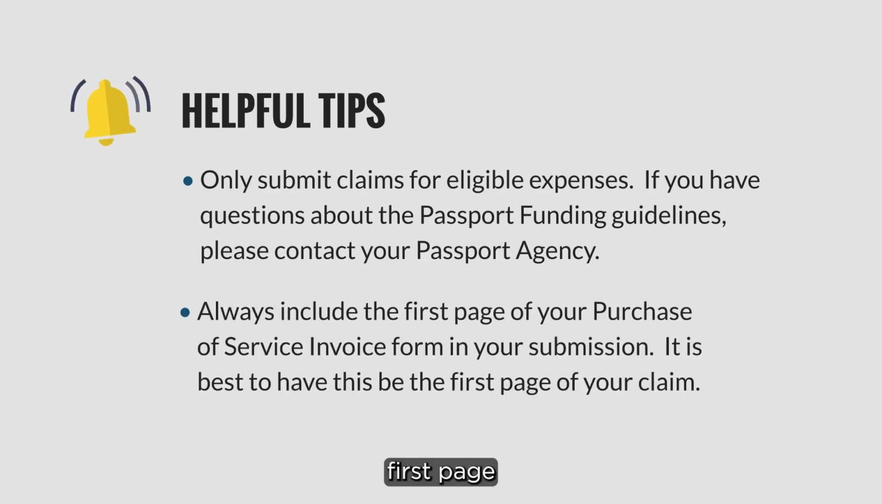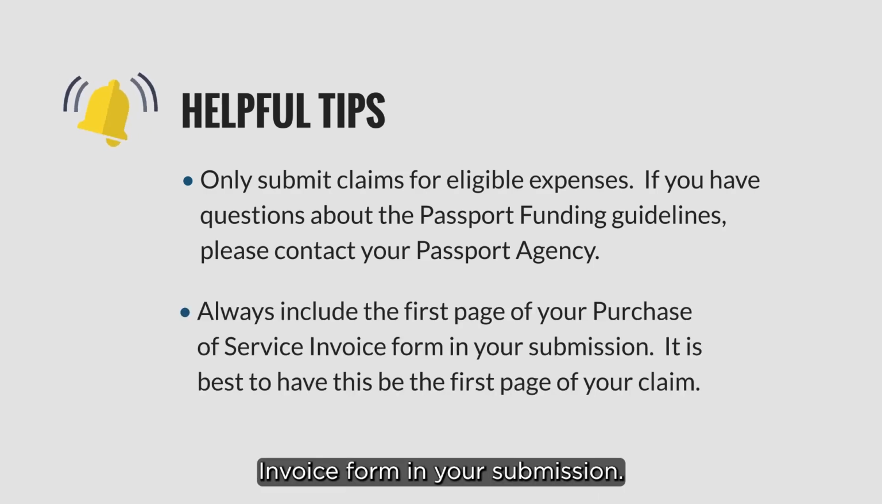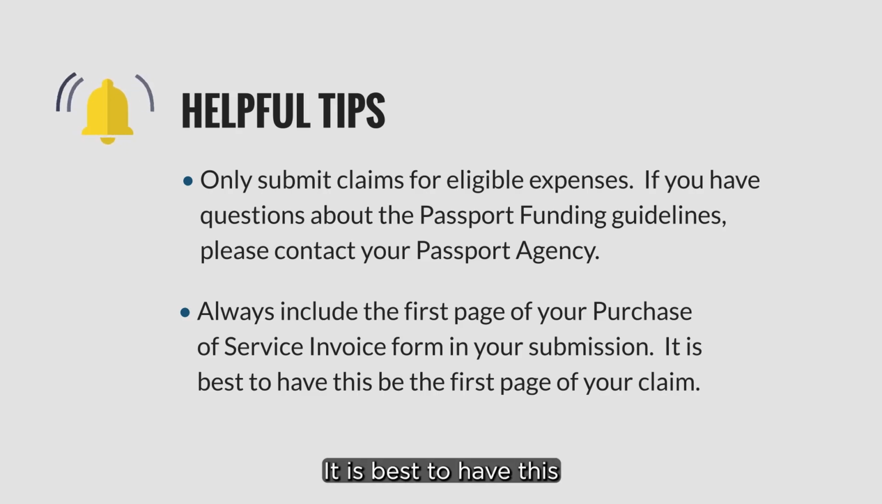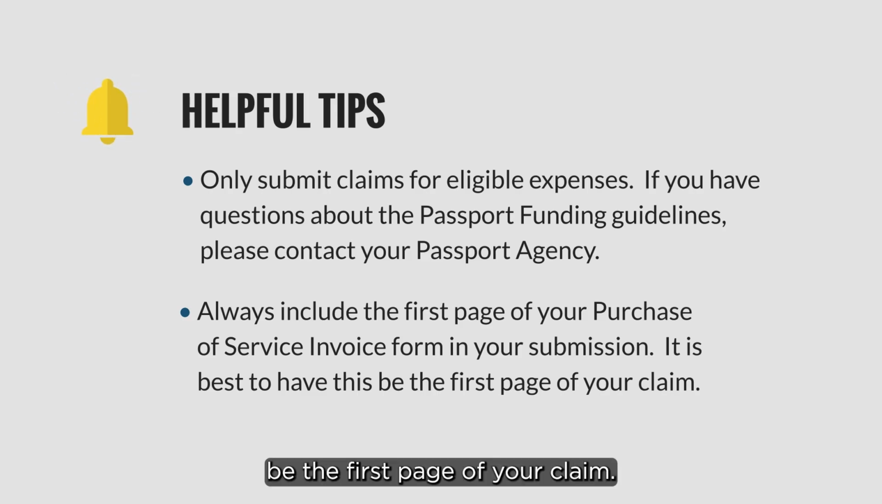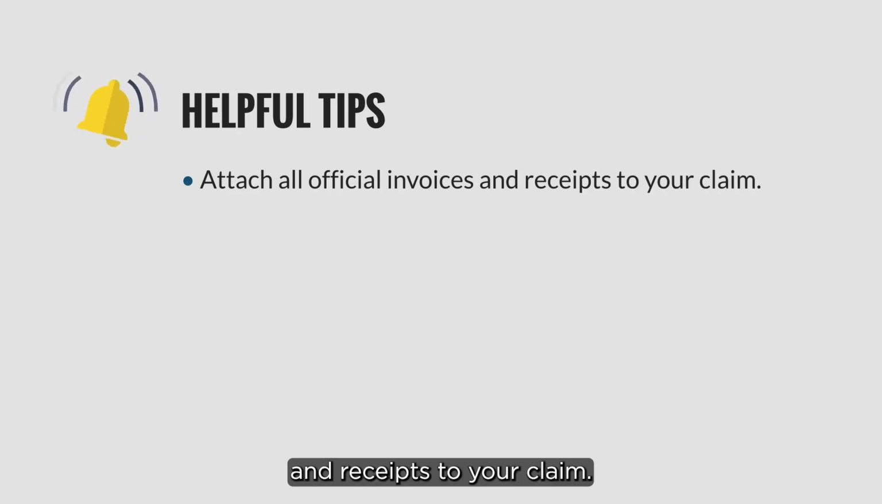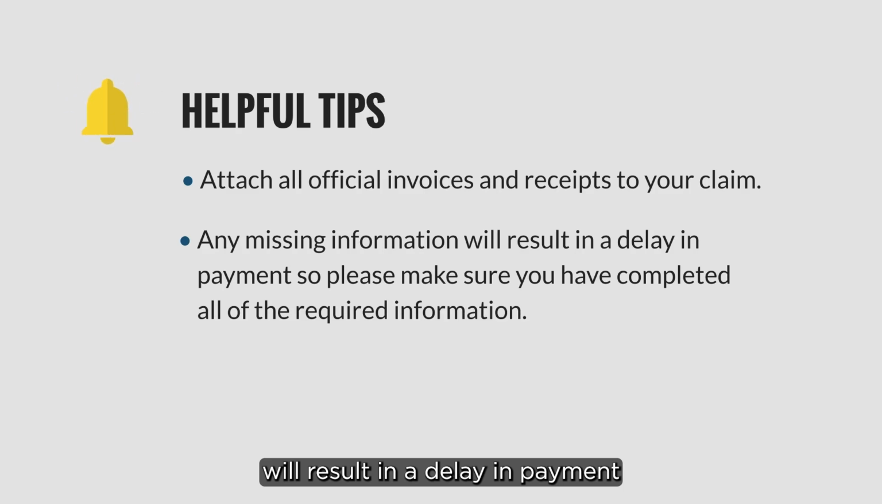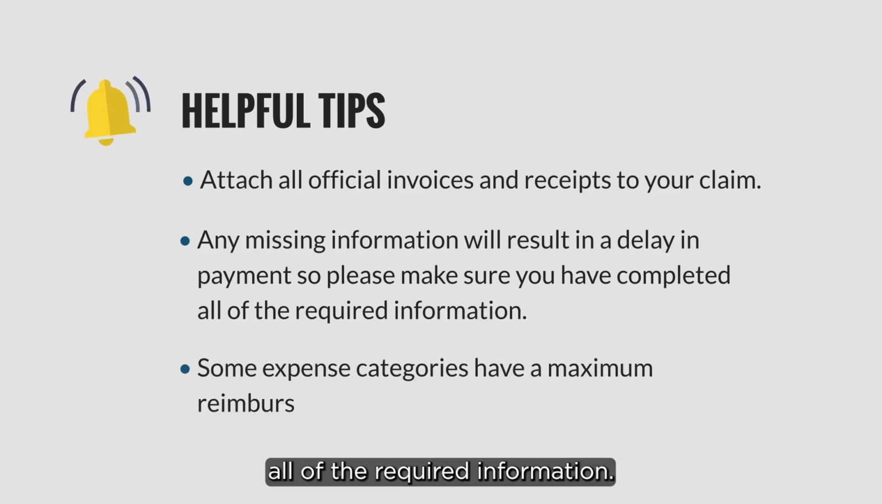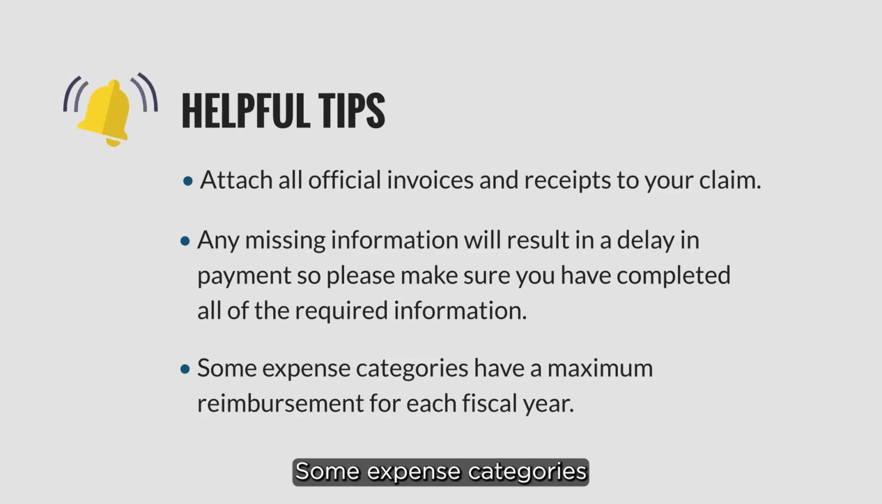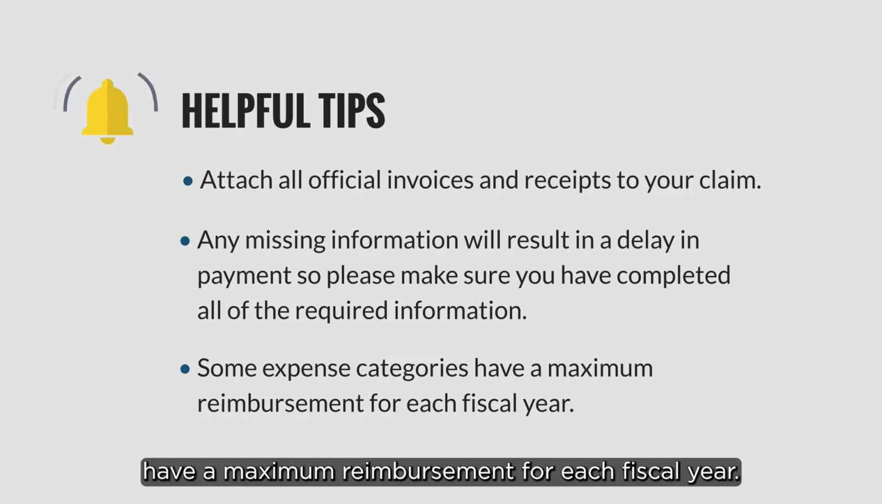Always include the first page of your Purchase of Service Invoice form in your submission. It is best to have this be the first page of your claim. Attach all official invoices and receipts to your claim. Any missing information will result in a delay in payment, so please make sure you have completed all of the required information. Some expense categories have a maximum reimbursement for each fiscal year.